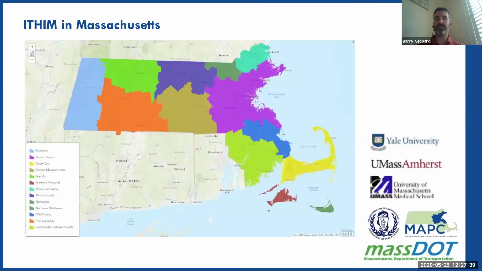You can see again here, this is to give you a sense, and I think you're probably way familiar with this, particularly the purple one in terms of Boston MPO, but these are the different geographies by which the calibration has been done in Massachusetts.